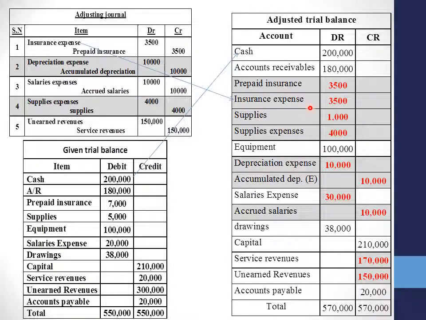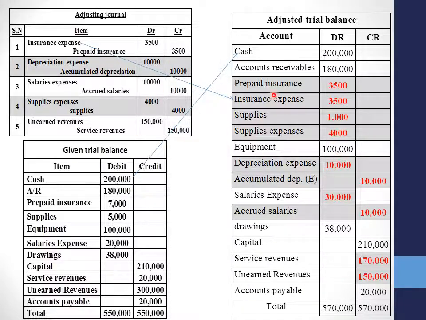اوكي. طيب by the end after you finish making the adjusted trial balance, maybe you're gonna find new items like accumulated depreciation in the credit side for 10,000. So you're gonna place it as it is, accumulated depreciation in the credit side for 10,000. Depreciation expense, there is only one depreciation expense in the debit for 10,000. So depreciation expense in the debit for 10,000.